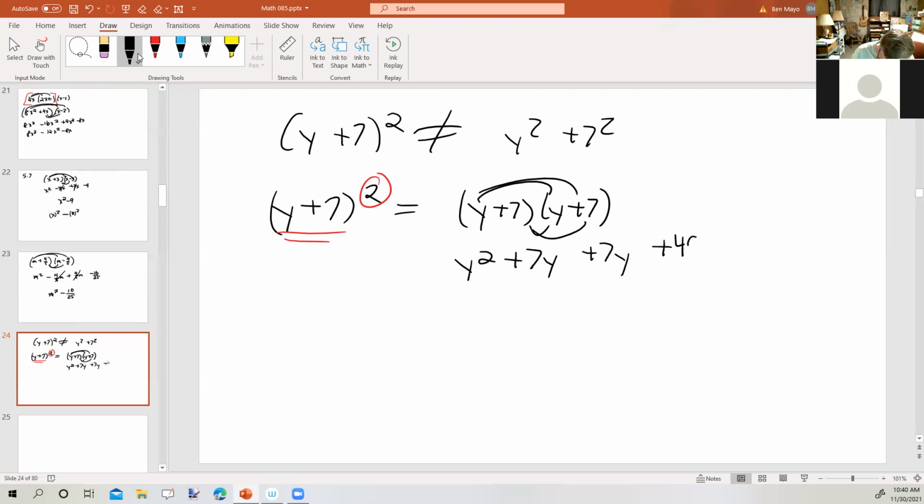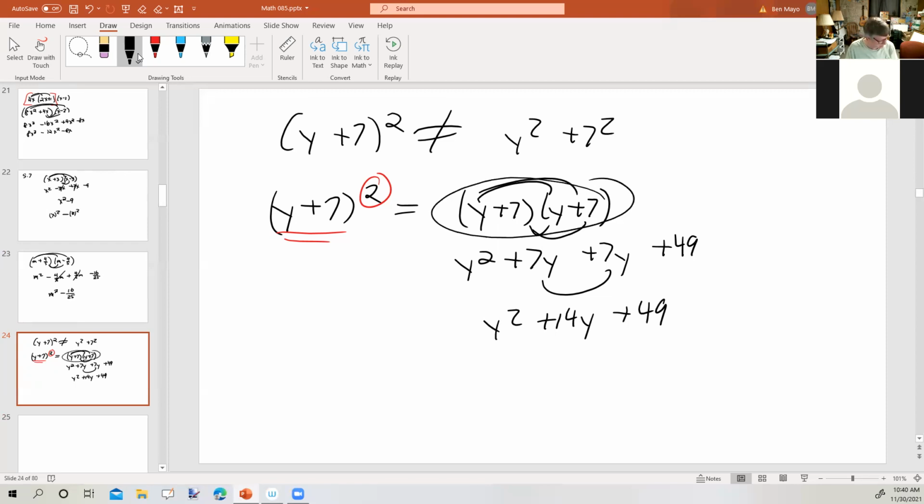7y plus 49. Notice here, this is not the difference of two squares. We don't have a conjugate pair. We have two identical factors. So the middle terms do not cancel out. And we get what we refer to as a perfect square trinomial. That is a trinomial with two identical factors.